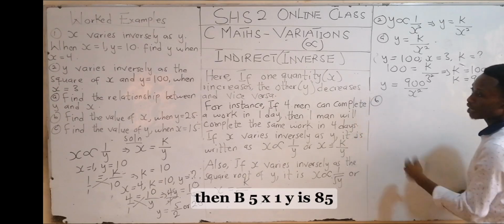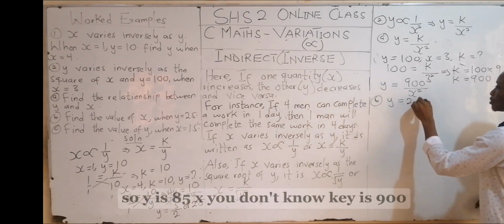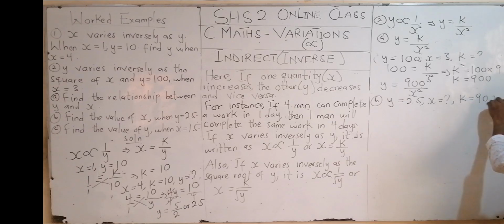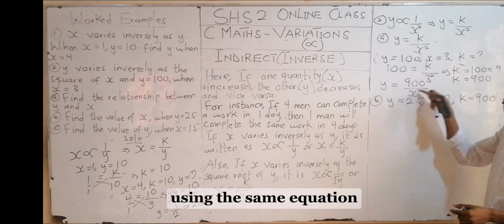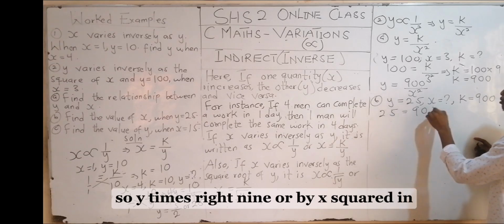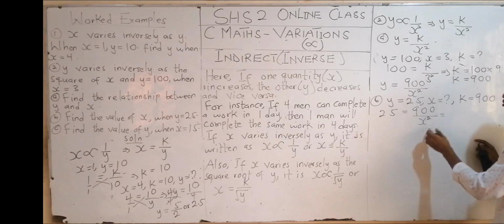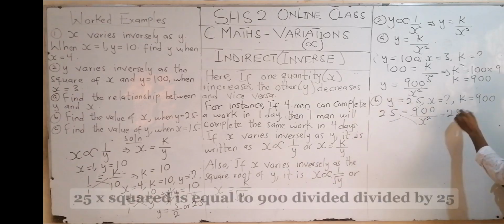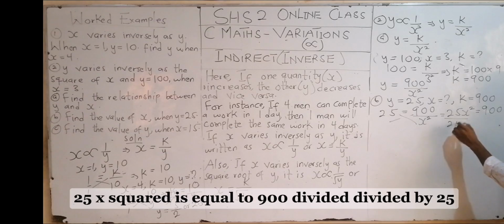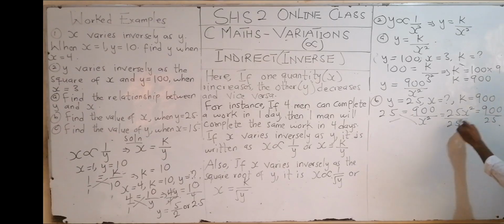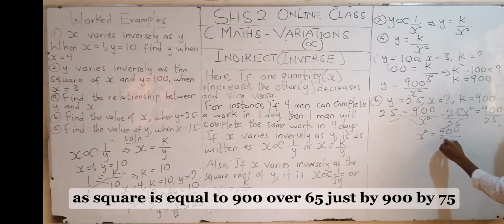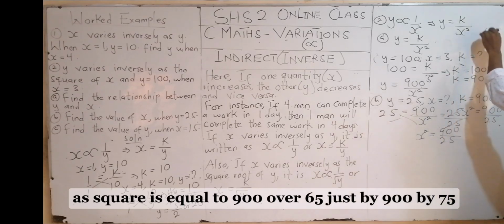Then B, find x when y is 25. So y is 25, x we don't know, k is 900. So using the same equation, y 25, 900 over x squared, which we don't know. So we cross multiply with 25, x squared is equal to 900. Divide both sides by 25. x squared is equal to 900 over 25.